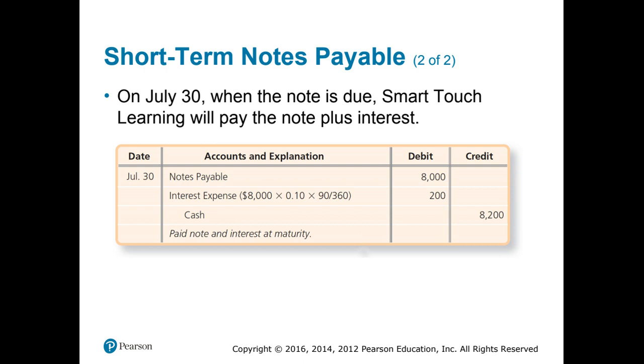I feel like these X's are just kind of blending in with everything. So amount of note times percentage of interest times the number of days of the note payable divided by 360.